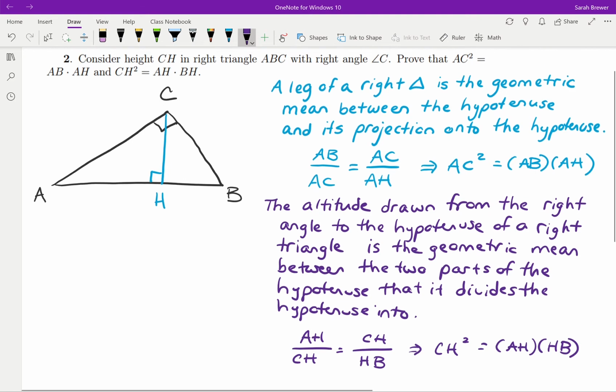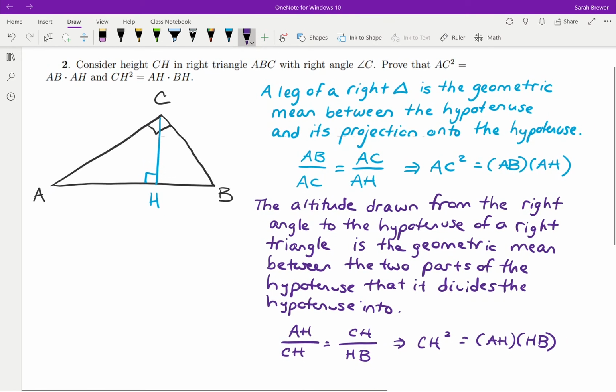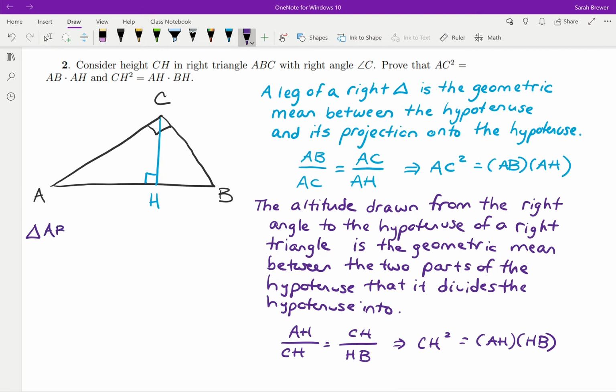All right, so these two theorems are really sort of shortcut theorems, where we're really just applying this concept of similar triangles. So when we draw an altitude from the right angle of a right triangle to the hypotenuse, we're really creating these two smaller right triangles that are both similar to the larger right triangle. So in this picture, triangle ABC is similar to two other triangles. So we have triangle ACH and triangle BCH.